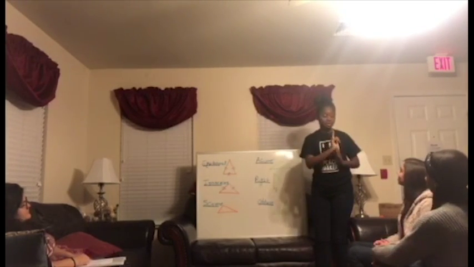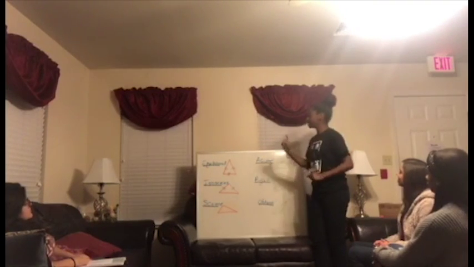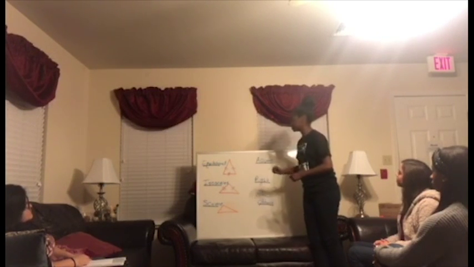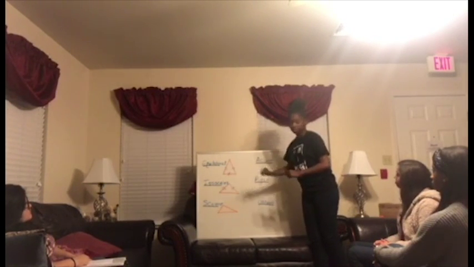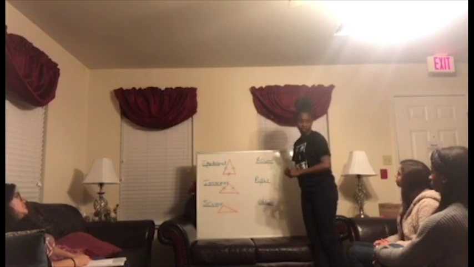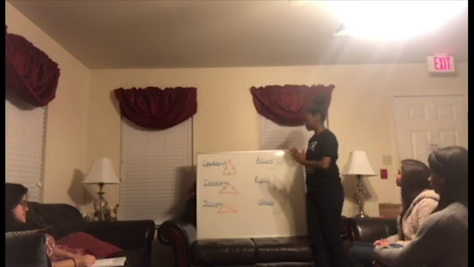Now, this first triangle is called an equilateral triangle. And an equilateral triangle has three of the same sides. This side of the triangle is the same length as this one and this side of the triangle. So each side of the triangle is the same size.